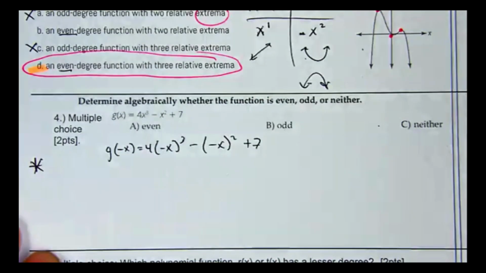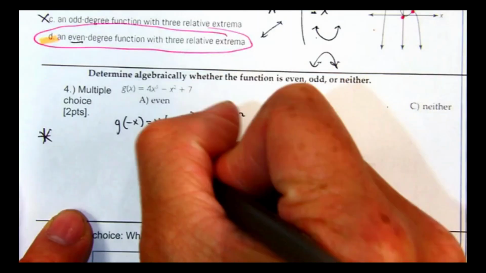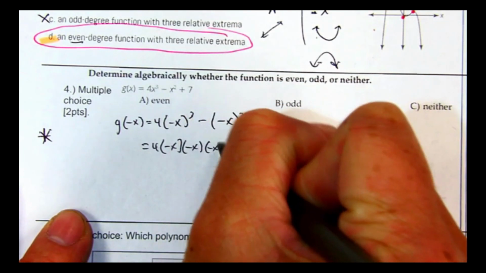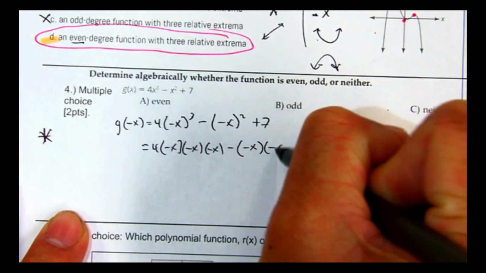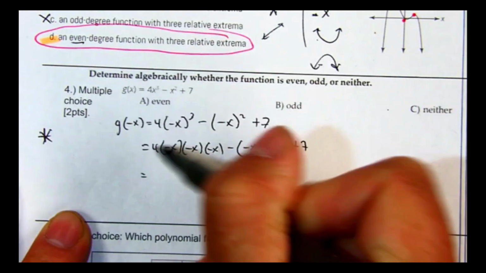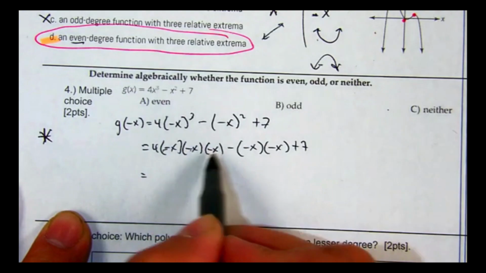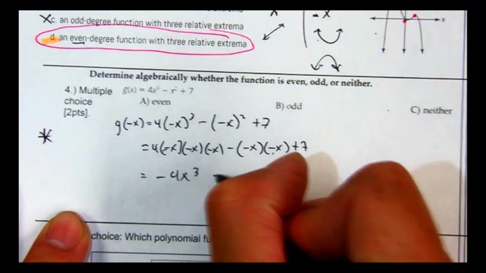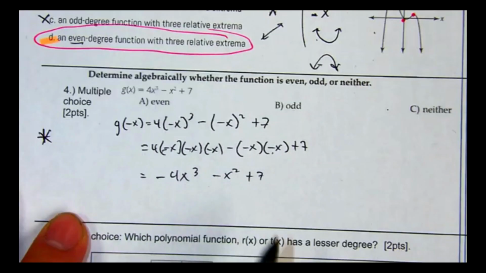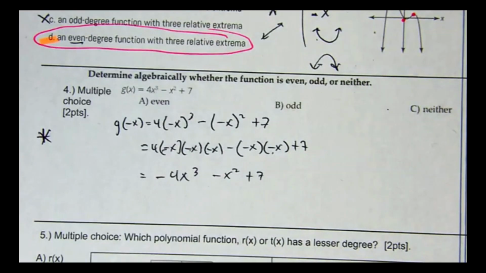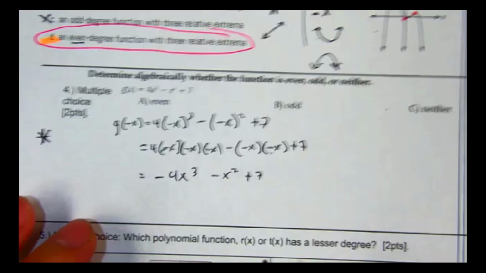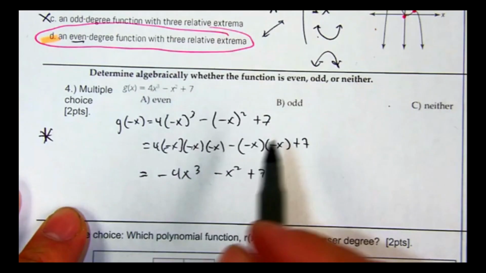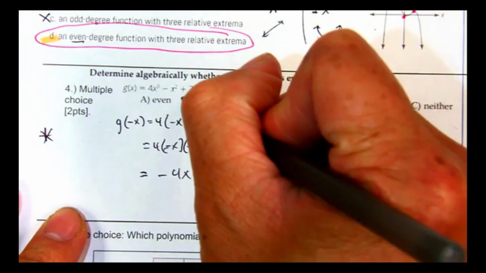I have PEMDAS, order of operations, to help me. So I'm going to write that 3 times. So negative times negative times negative is negative, so I get negative 4x to the third here. Positive, negative, so negative x squared plus 7. So does that look like the original? We would say it does not look like the original. So that would be even.